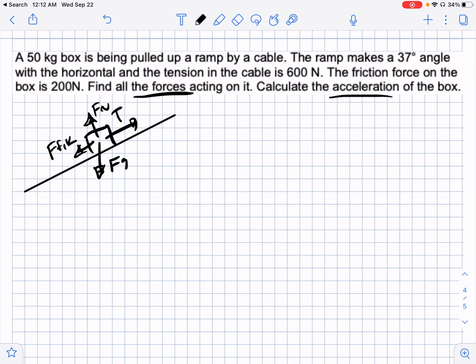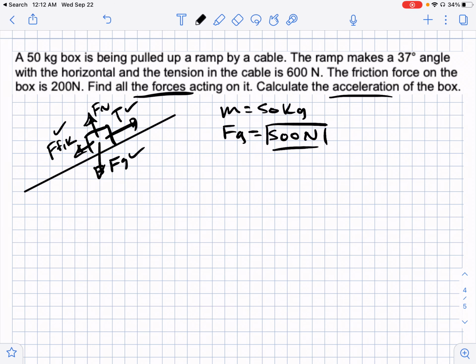And so the problem gave me the tension, and they gave me the friction, so we need to find our normal force and then the weight. So let's start out by finding the weight. So the mass is equal to 50 kilograms. So the weight is going to equal 500 newtons. So we found our weight. Now we just need to find the normal force.